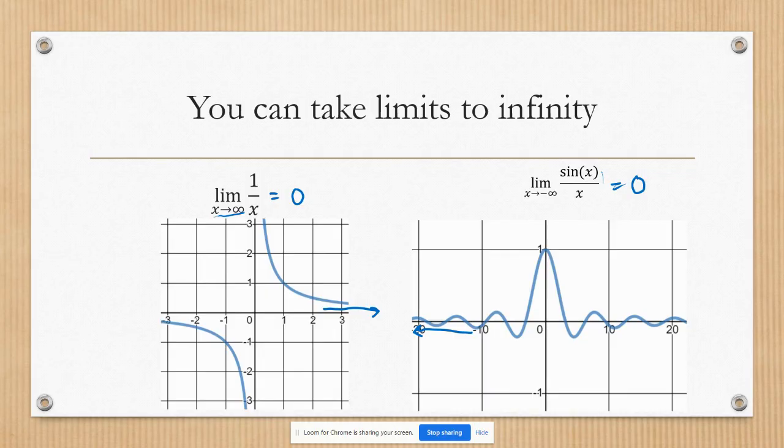Right, so that's looking at graphs to try to talk about limits, and that's where we are.